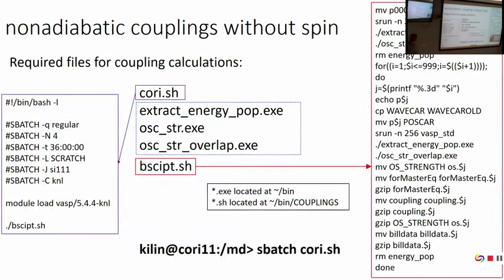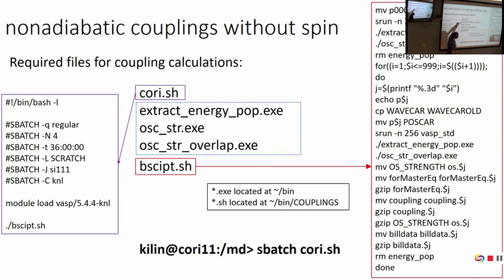We also need some script files. So we need a Corey script. This is a standard for running any calculations in us. Also, we need a bit script file. Here is what it looks like. And we also need some exe file.